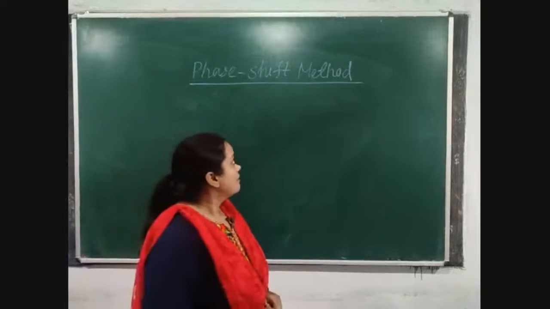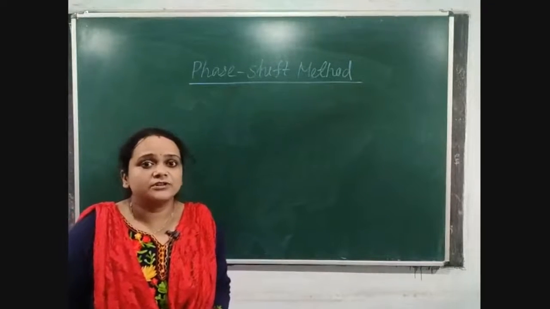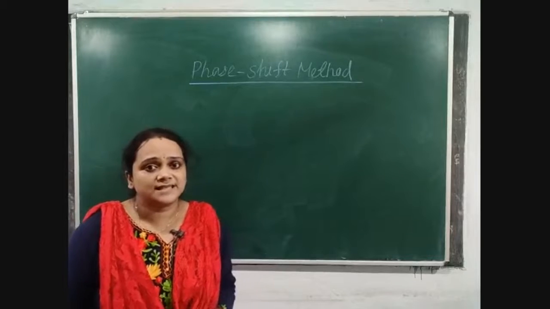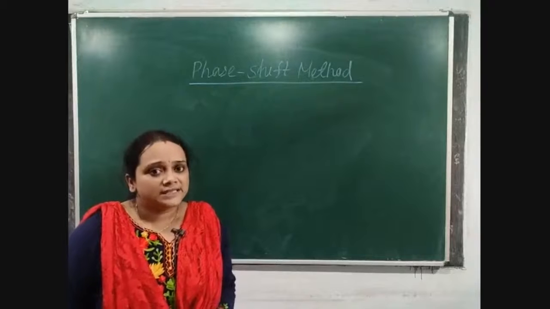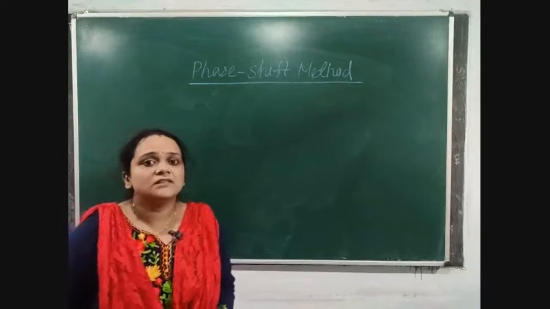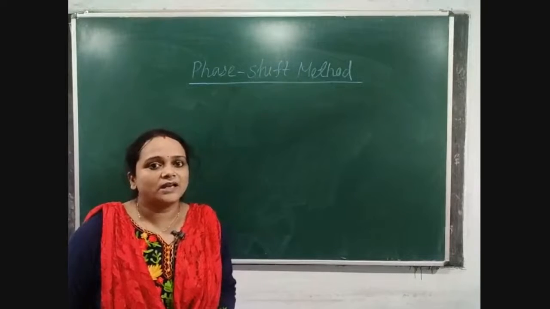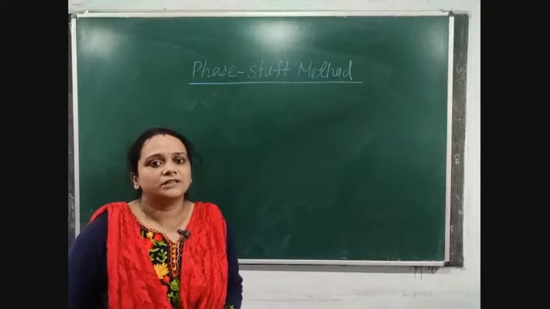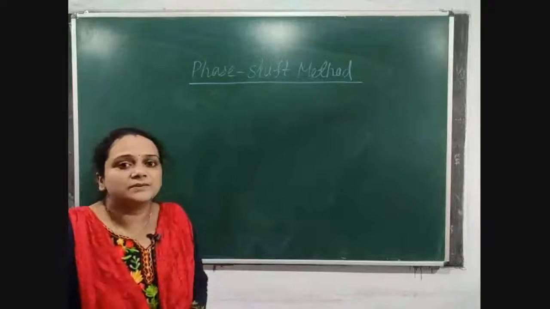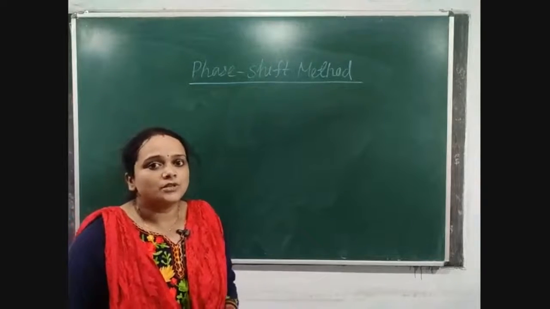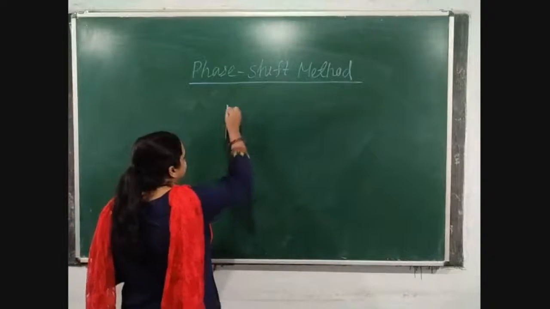As we know, there are two methods used for the generation of SSB-SC signal. The first one is the filter method, and the second one is the phase shift method. In the last class we already discussed the filter method, so today we will discuss the phase shift method. First we draw the block diagram of the phase shift method.